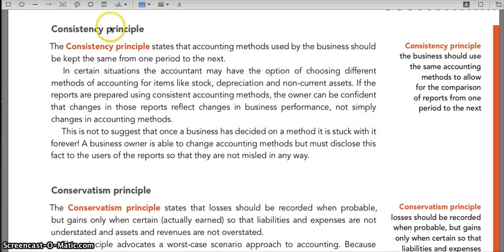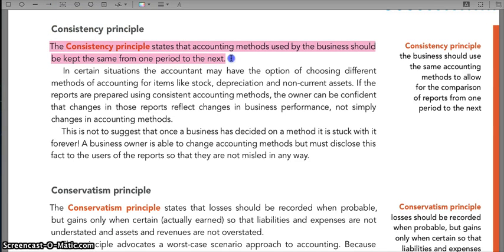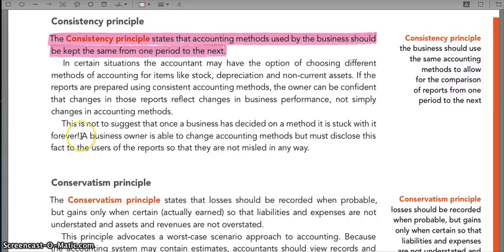Okay, consistency principle. This is really important because it gives us the ability to compare results across different reporting periods. As it states there, accounting methods used by the business should be kept the same from one period to the next. So this is all about making the information comparable. Now this is an important point here. The owner is able to change the accounting methods used. It's just that the change must be disclosed so that users are not misled in any way.